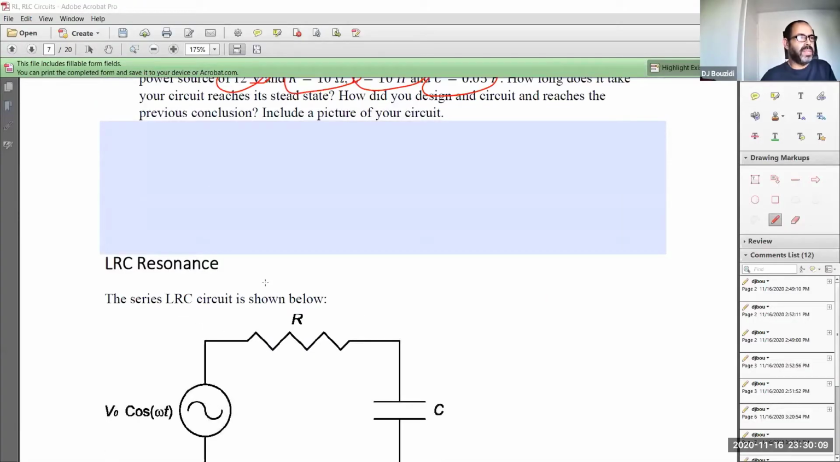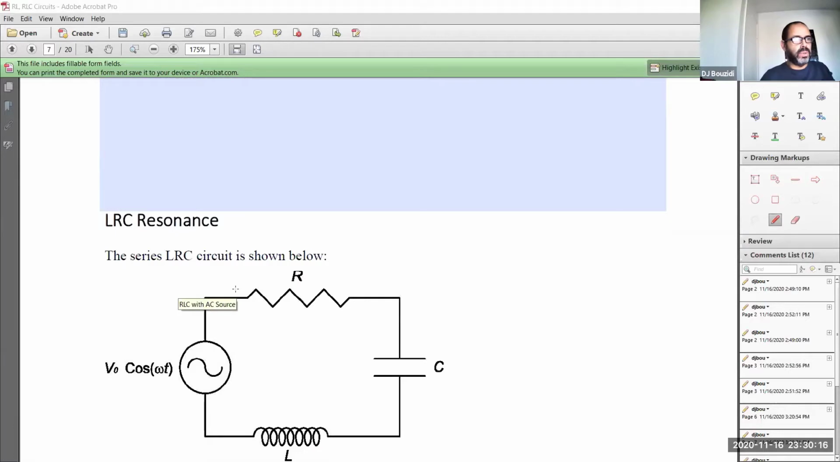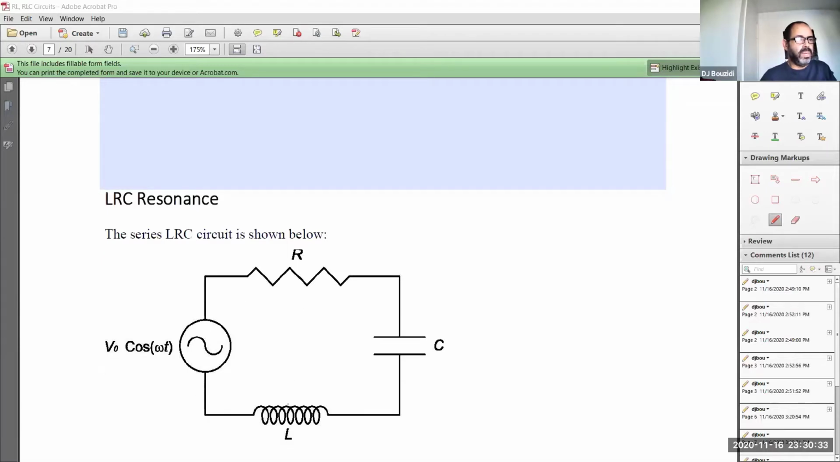So now we are talking about the LRC resonance, which we did not really do in lecture yet, but we're going to do it on Wednesday. Okay. So again, as I said before, the lab is really not due this week, so we still have time to work on it. But the point is that you really need to get this stuff together to get it going.